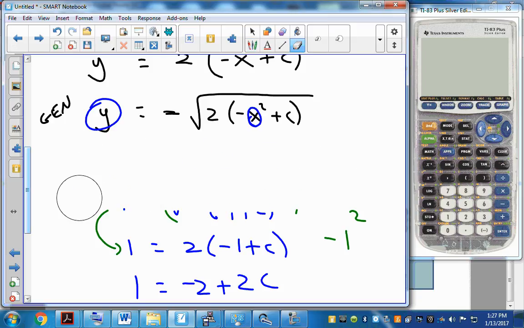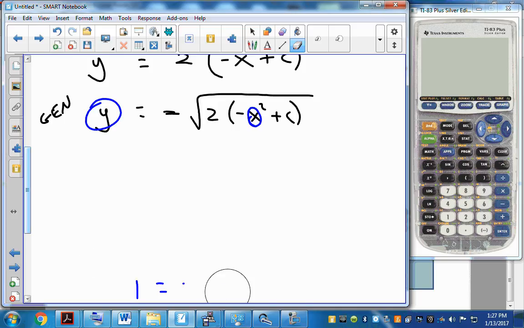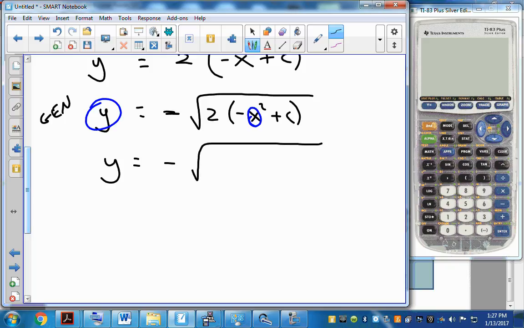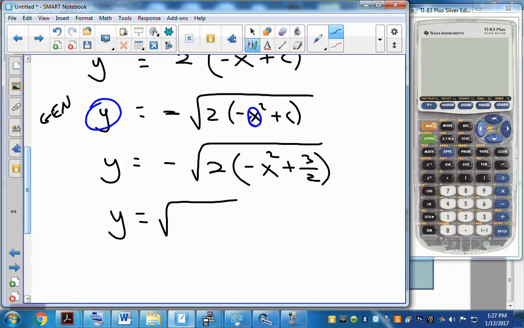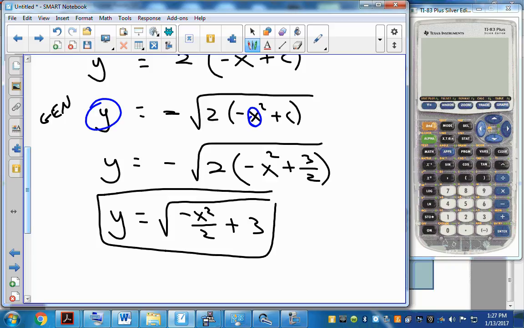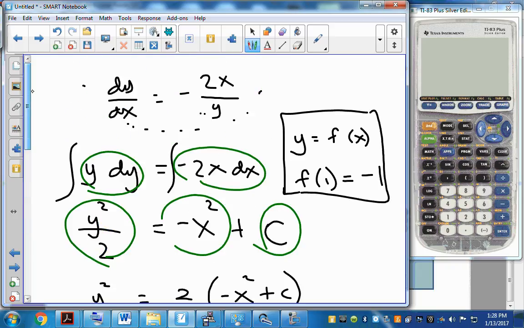And I'll just go ahead and verify that everything works right. Let's see. Y is equal to -√2 times -x² plus 3/2. Right, that's my particular solution. I'll clean that up a little bit. I don't have to, but I will because the 2's sort of cancel there. So I get the square root of -x² over 2 plus 3. So that's my solution.